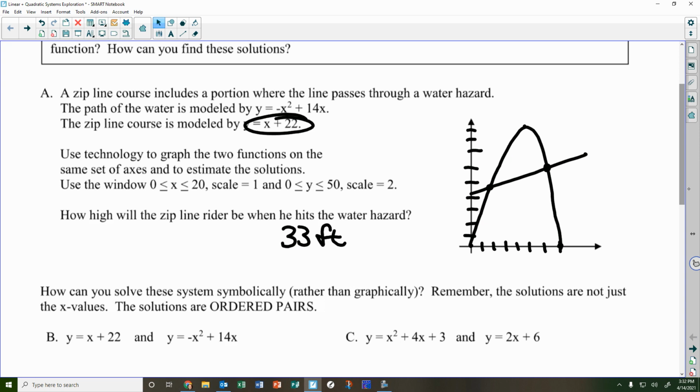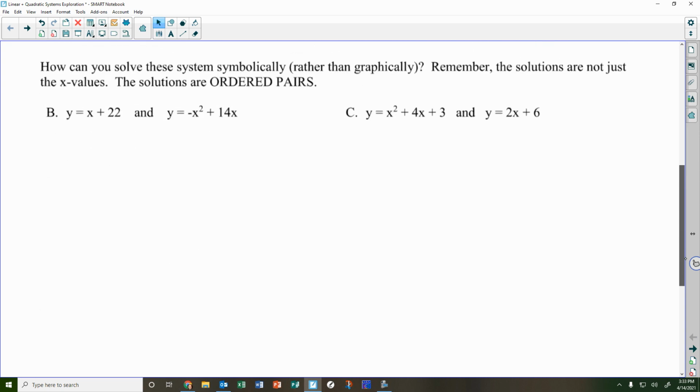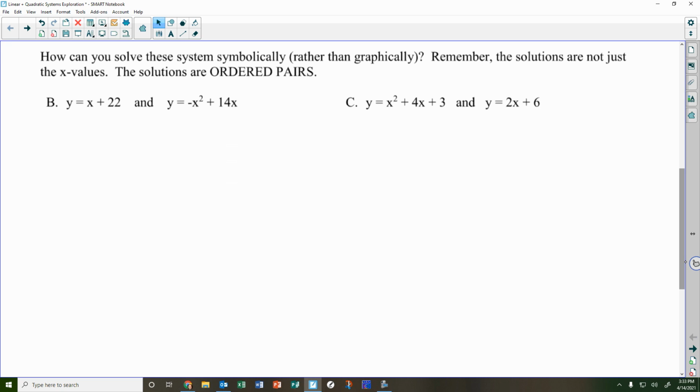So using that technology, if we get into just the actual guts of it, how can you solve these symbolically? Just remember that the solutions are not just the x values, they're ordered pairs. So when you have two equations set to y equal, I can take these two and set them equal to each other.